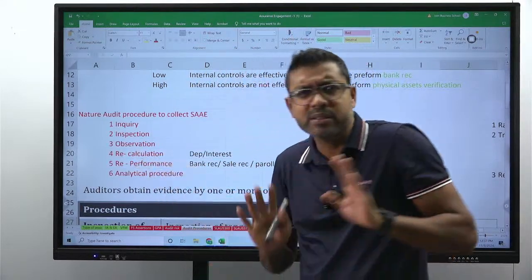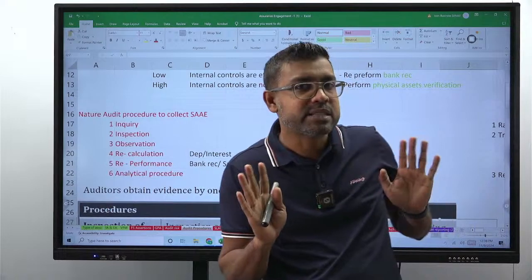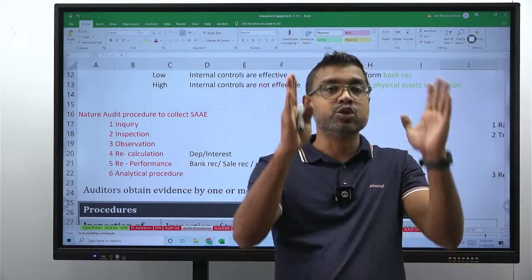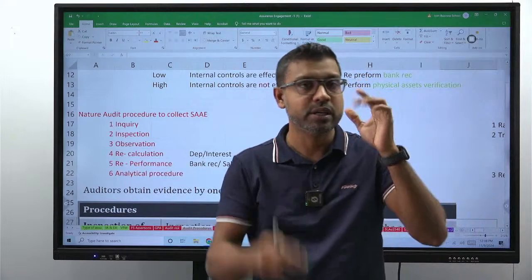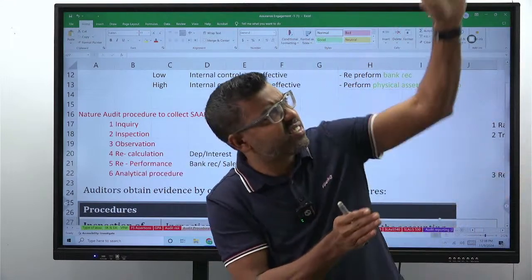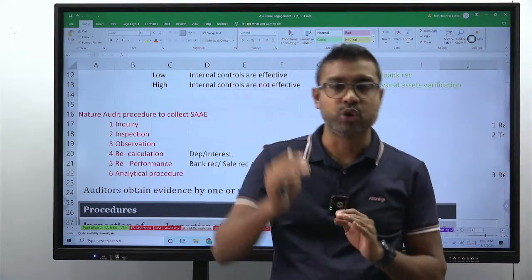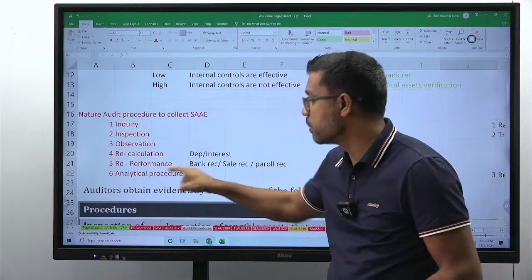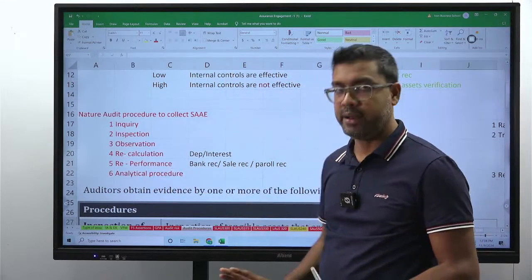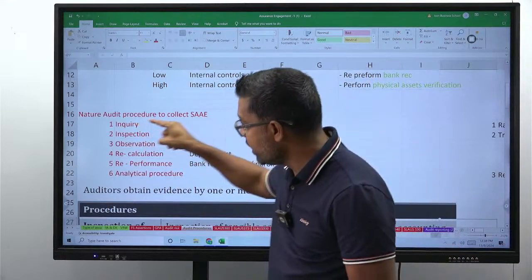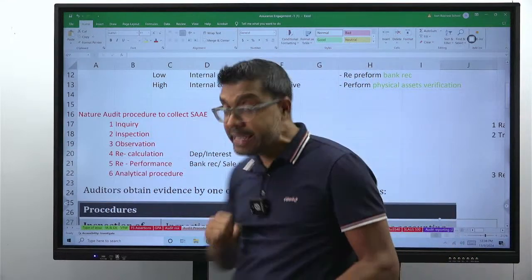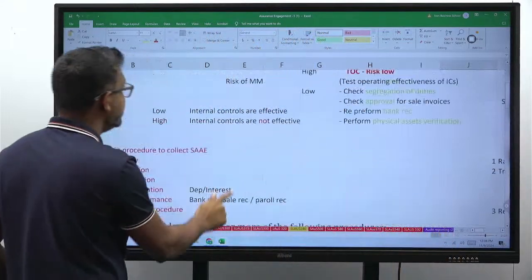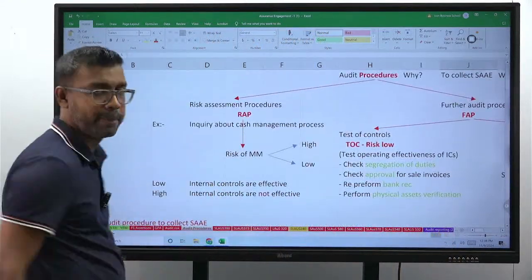Recalculation and reperformance are not risk assessment procedures. Remember, analytical procedures you can use as risk assessment procedures. You analyze numbers, you analyze trends, you calculate ratios, you check the reasonableness of transactions. Analytical procedures, I'll explain in a little more detail later, but for the time being understand. 1, 2, 3 and 6 you can use as risk assessment procedures to assess the risk.